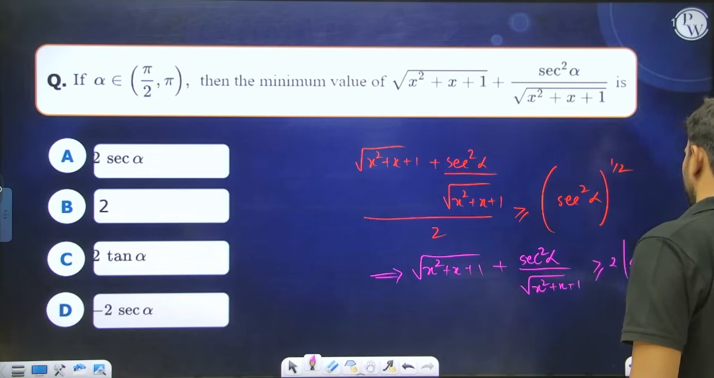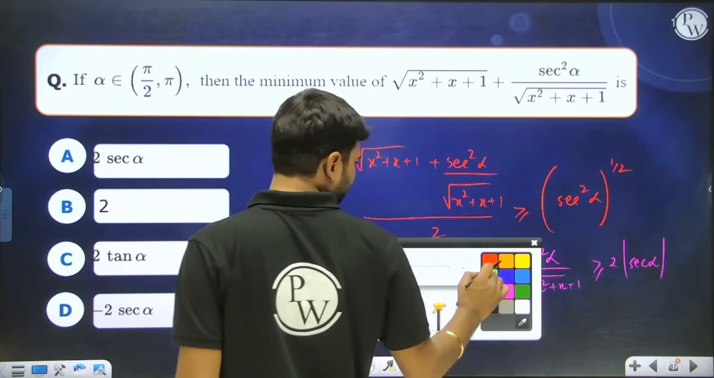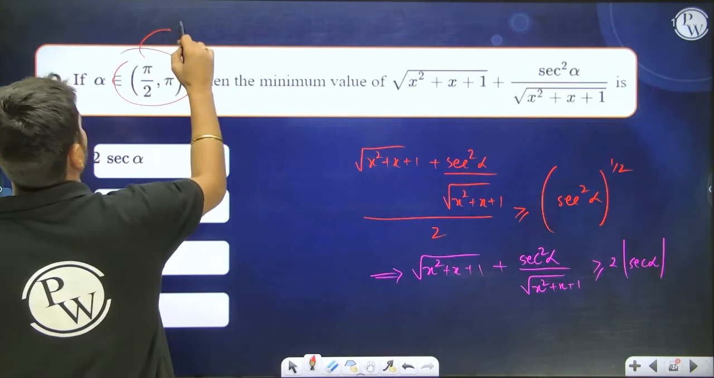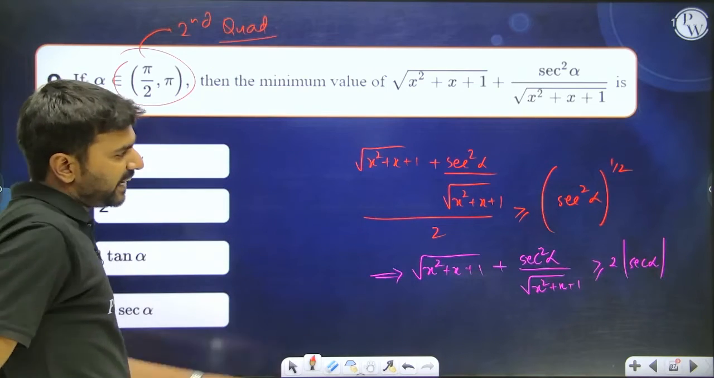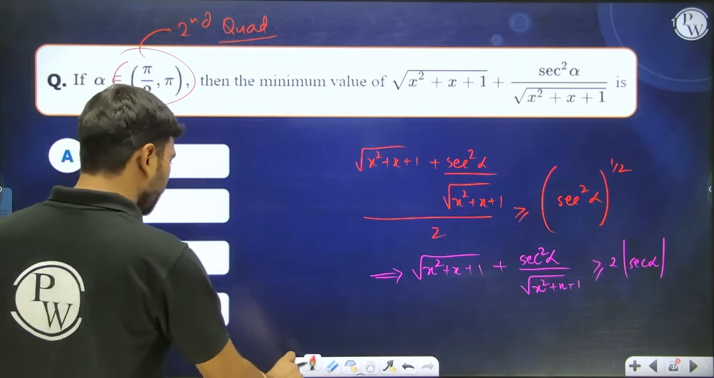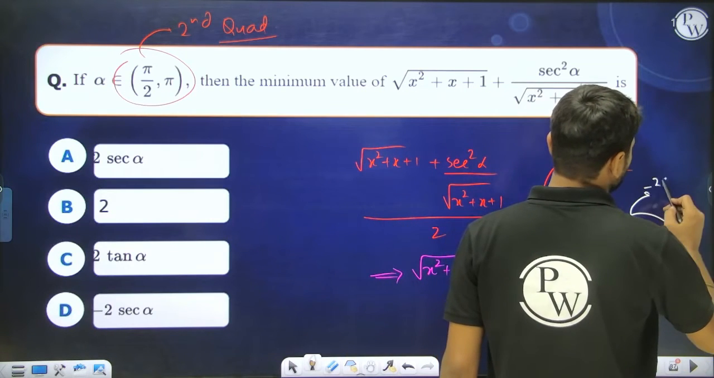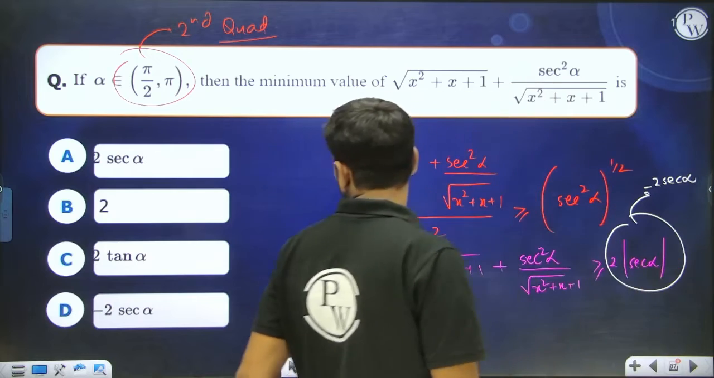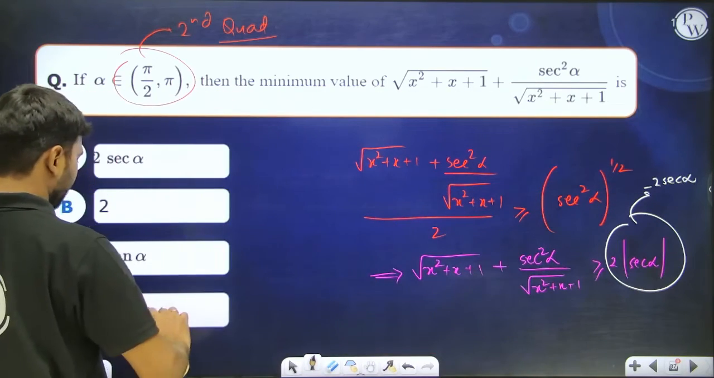Mod sec alpha, because out of under root, if you bring anything, mod will come. Now alpha is given to me over here in the second quadrant. In the second quadrant, from the "All Students To College" rule, sec alpha is negative. So when we remove that modulus, we should write minus over here. So this will be minus 2 sec alpha. Now a lot of guys will tell me the answer as option A, but option A is not correct, rather the option is D.